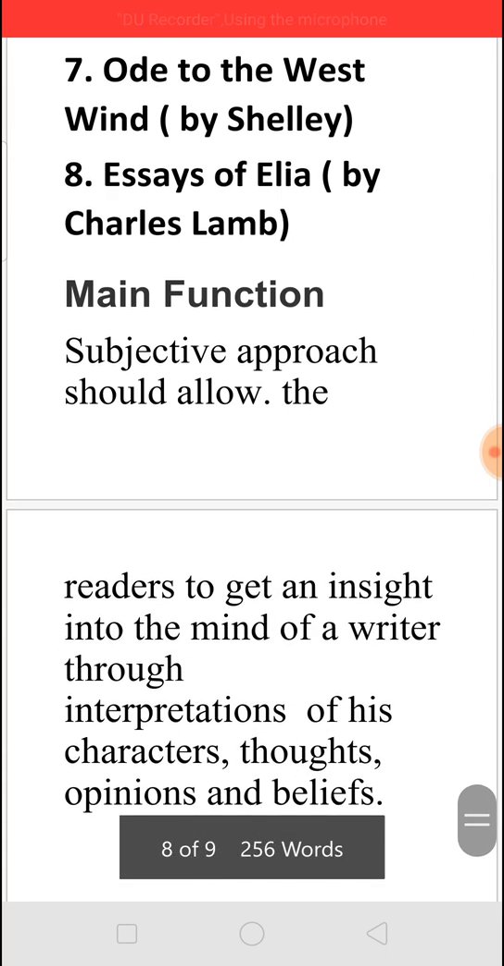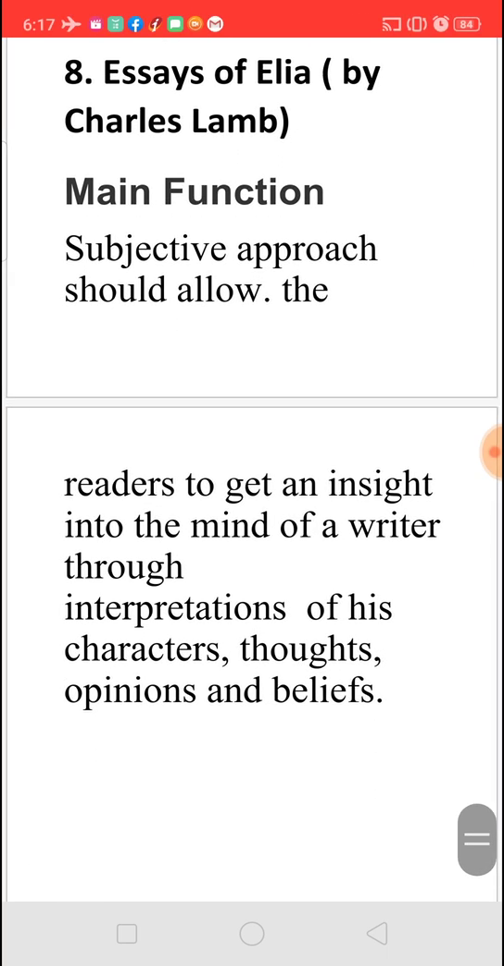The main function of the subjective approach is that the writer should allow the readers to get an insight into the mind of the writer, and for that he has to give the interpretation of his character's thoughts, opinions and beliefs in the correct form and what he feels about them, so that the readers will be able to travel through his own feelings. The writer's feelings will become the reader's feelings. They will be able to experience the same thing. An excellent example is William Wordsworth's Tintern Abbey. When we read that poem, we will feel that we are experiencing the same feeling that Wordsworth also experienced.